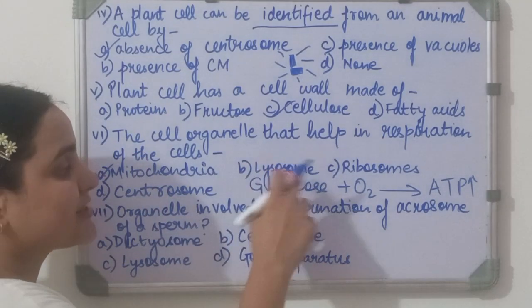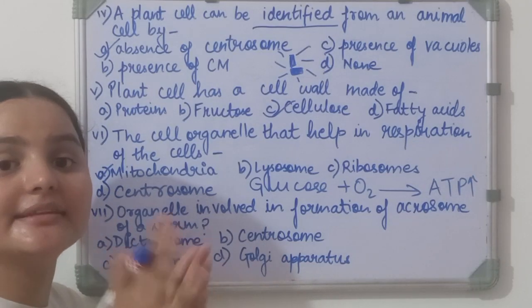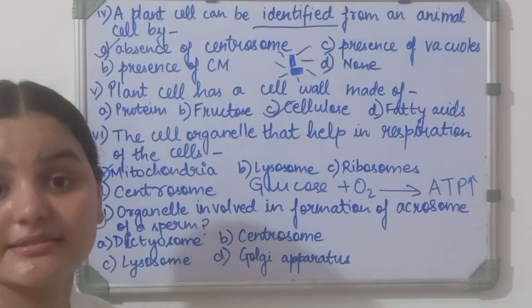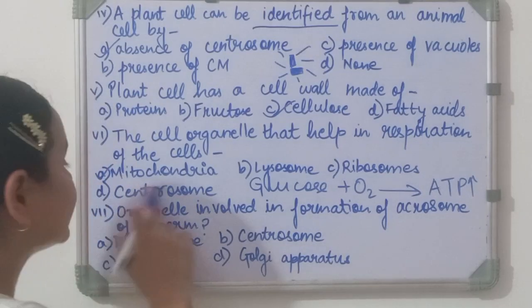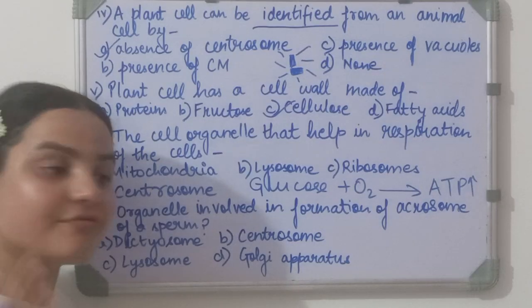Lysosomes, they were responsible for intracellular digestion, means digestion inside the cell. Ribosomes, they were responsible for synthesis of proteins. Centrosome, it was responsible for cell division in case of animals.